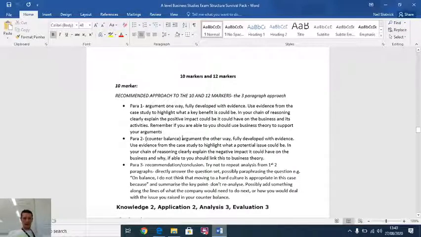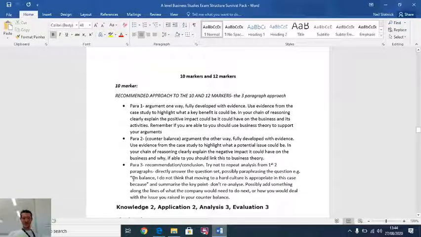Paragraph 2 is obviously the counterbalance, arguing the other way. Fully developed 4 chains with evidence. Use the case study, highlight potential issues. Think about negative impacts this time and link to business theory. Paragraph 3 is your overall conclusion. Try not to repeat paragraphs 1 and 2, but this is where you're going to directly answer the question, summing up everything. You could even think about rephrasing the question.